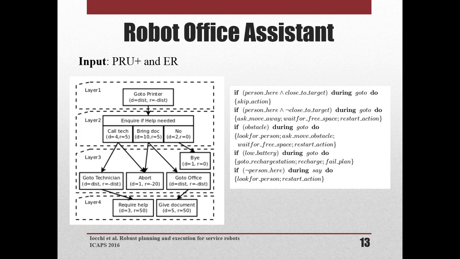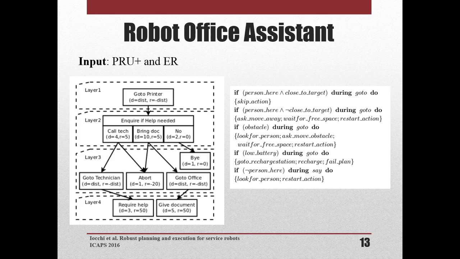For example, I will show you in the video later this rule that says that if the person is close to the robot and the robot is close to the target during the go-to action, then the robot has to skip its action. Or, I don't know, if the battery is low during a go-to action, then the robot can go to the recharge station, recharge, and fail the plan. So these recovery procedures state what the recovery behavior for a robot is when something happens during some action.